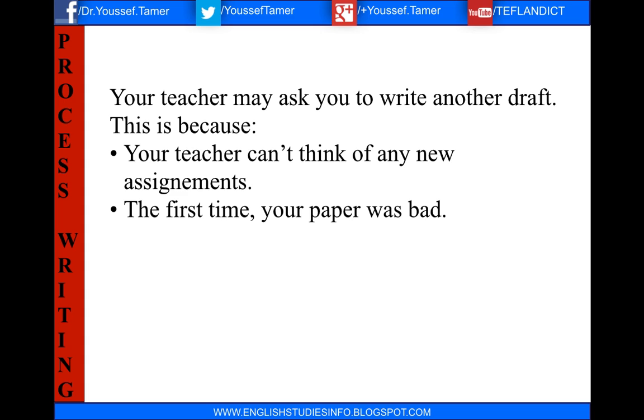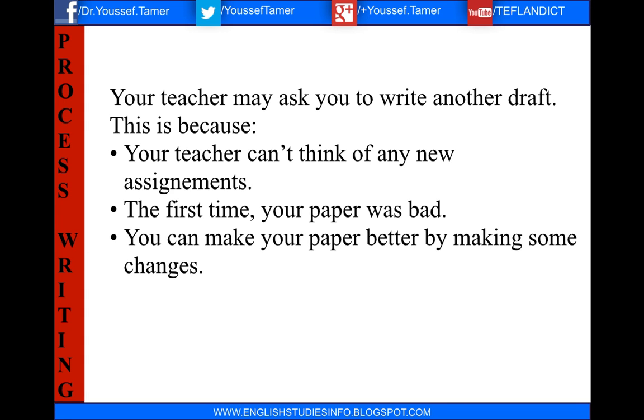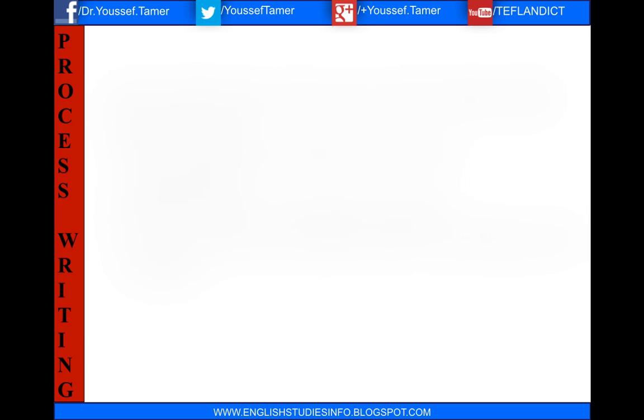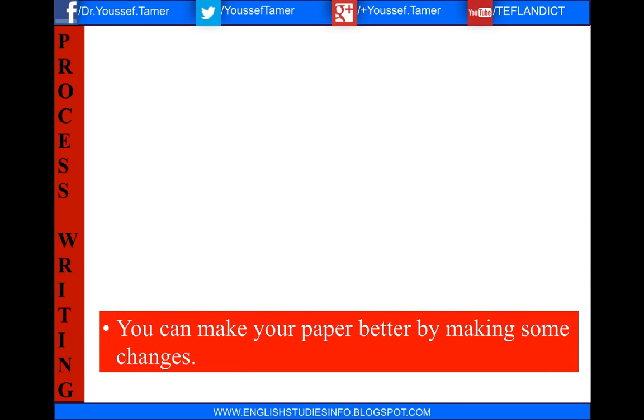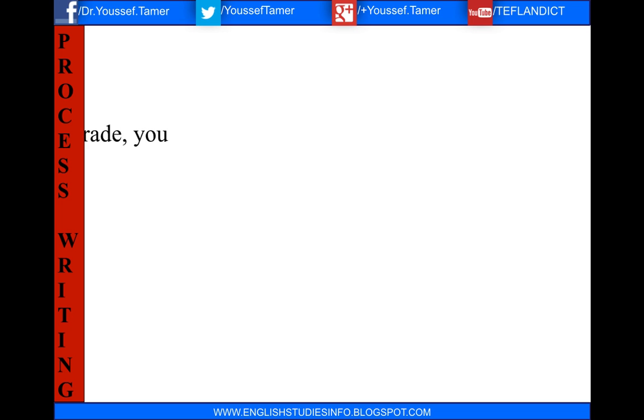The first time your paper was bad, you can make your paper better by making some changes. Of course, it is the third one. So always we're talking here about steps. This is another part of your step. When you finish your draft, you need to improve that, okay? So the answer is, as you said, you can make your paper better by making some changes and improvements concerning language, concerning vocabulary, style, etc.